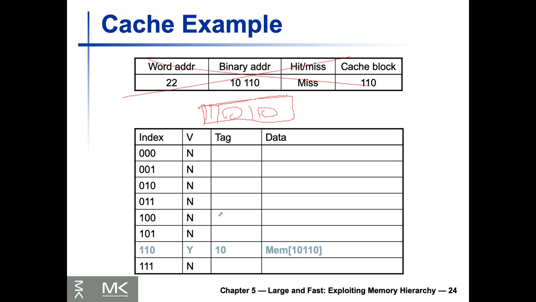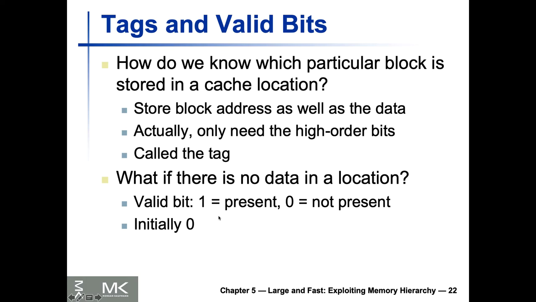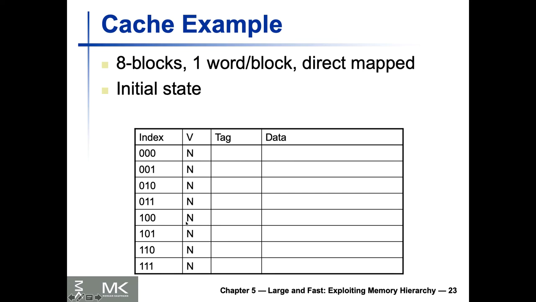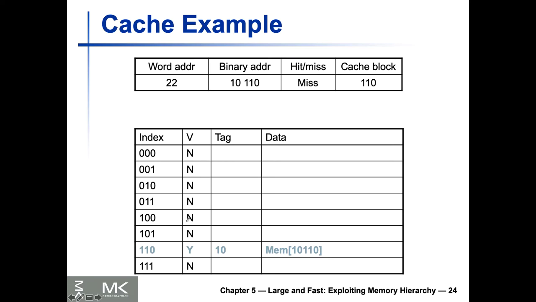That was the valid bit, okay? Initially, it's going to be 0. When it's present, it's going to be 1. If it's not present, it's going to be 0. So N or Y, none or yes, right? Or 0, 1. That means that the data is present there. Some data is present. Before, it was all none, right? Because nothing is present here.